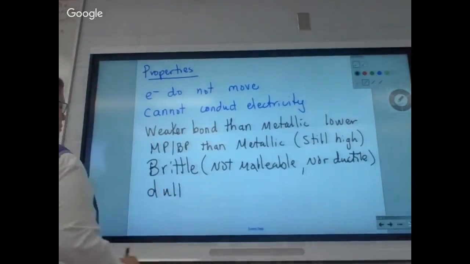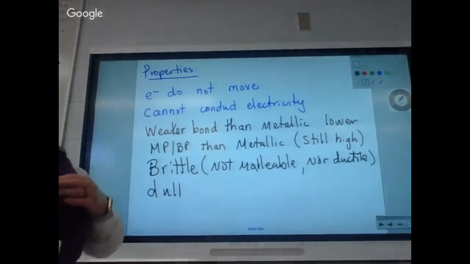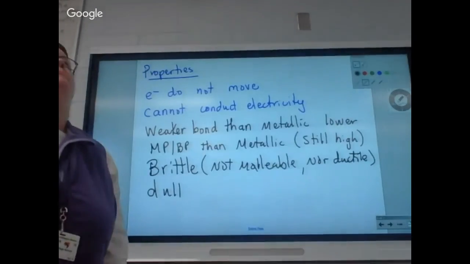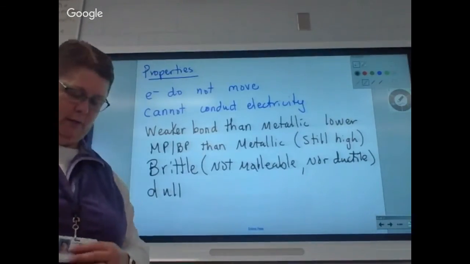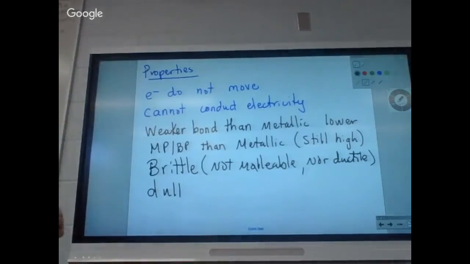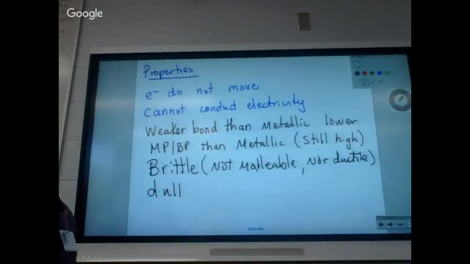So it's wood in it? Wood in it? Wood? No, not really. Wood's not going to be ionic. These are things like salt.